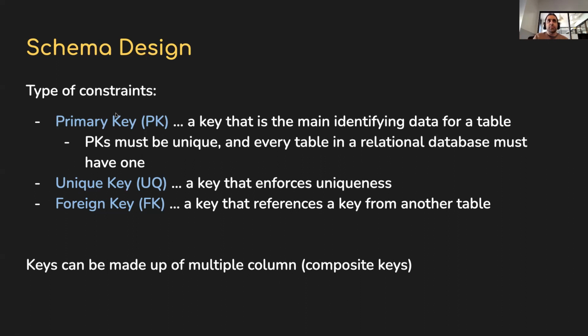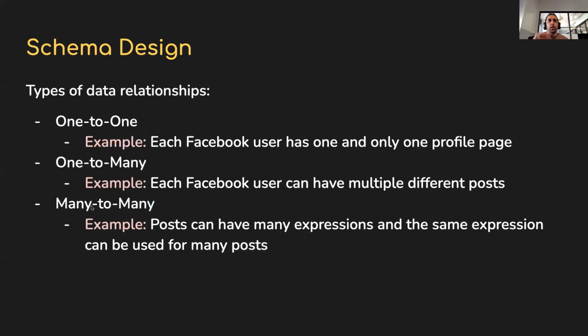All right, so those are the types of constraints: primary, unique, and foreign. We talked about types of relationships. So again, three main types. There's one-to-one. So let's talk about Facebook.